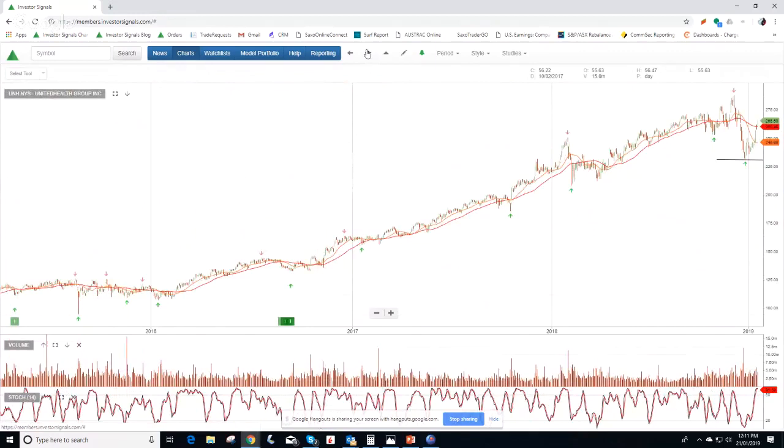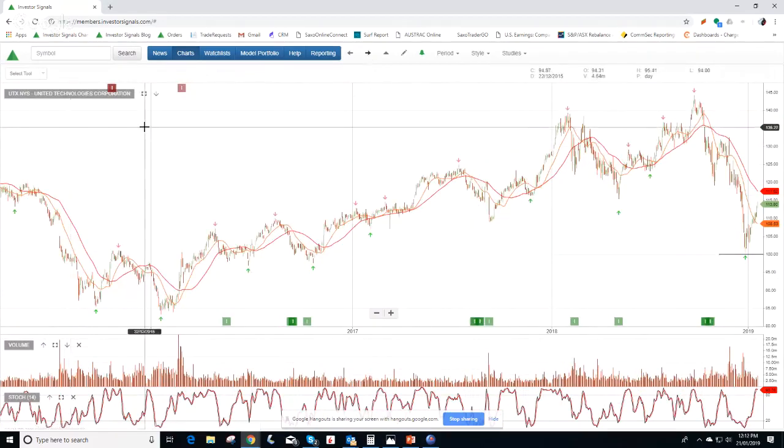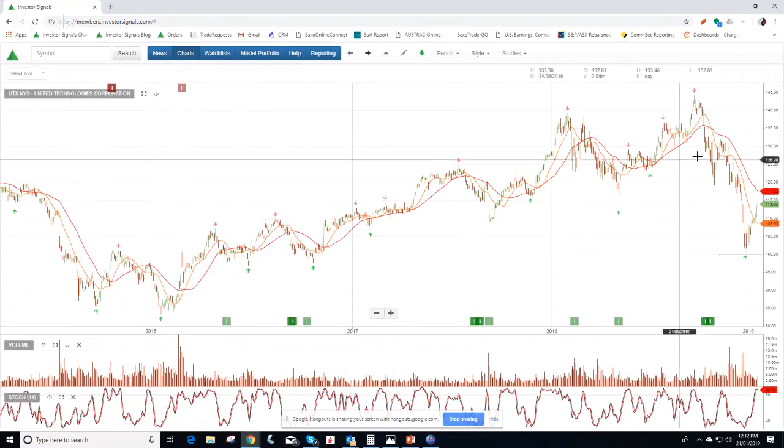Travelers is in the model, so a big insurance group. United Health, which is their health insurance company. So this is one of the better performing stocks in the US model portfolio. United Technologies, which is a terrific company making higher highs and higher lows.